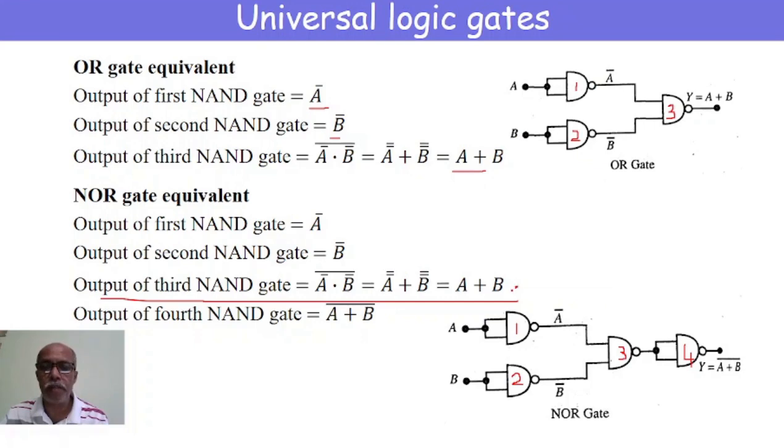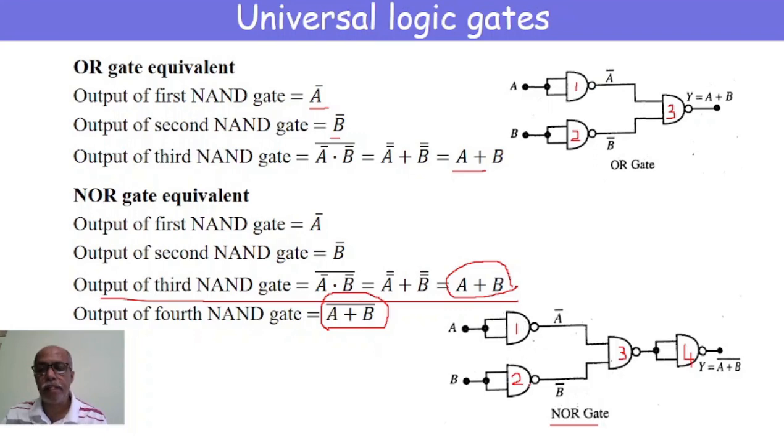Then the output of the third NAND gate is applied to the fourth NAND gate, whose output will be the complement of A or B, which is the output of the NOR gate. Hence, the NOR gate can be realized by making use of four NAND gates.